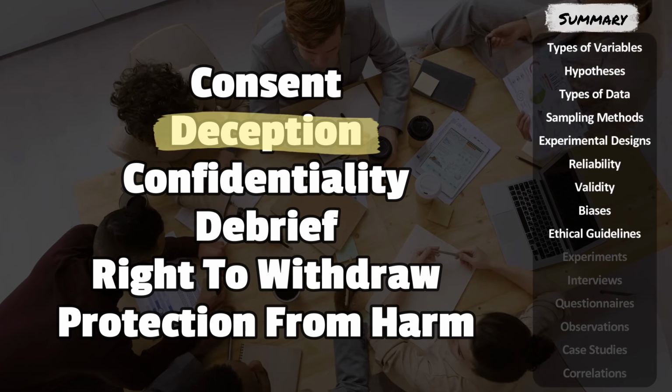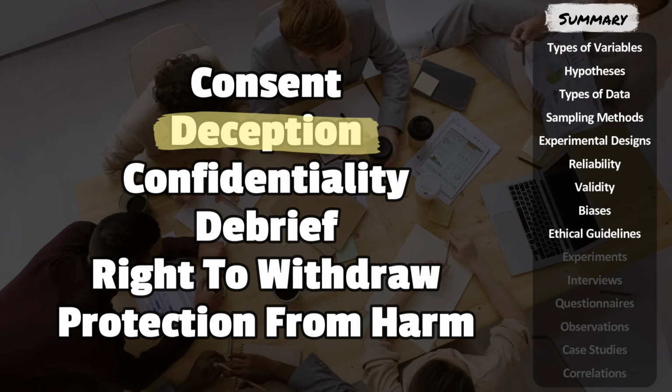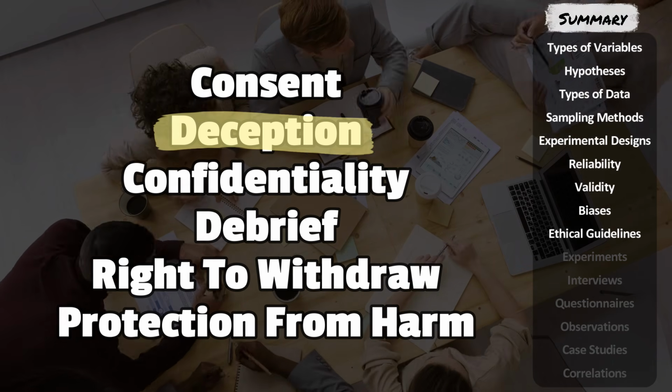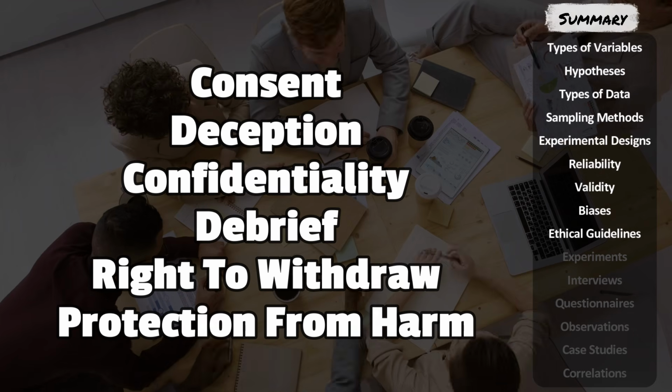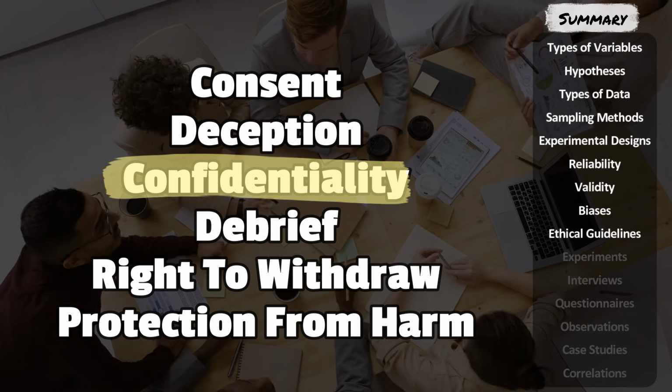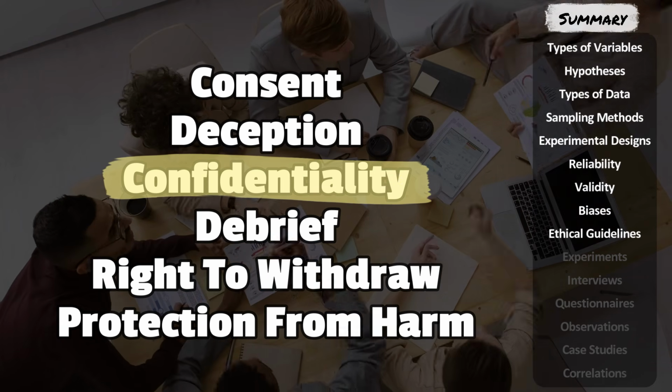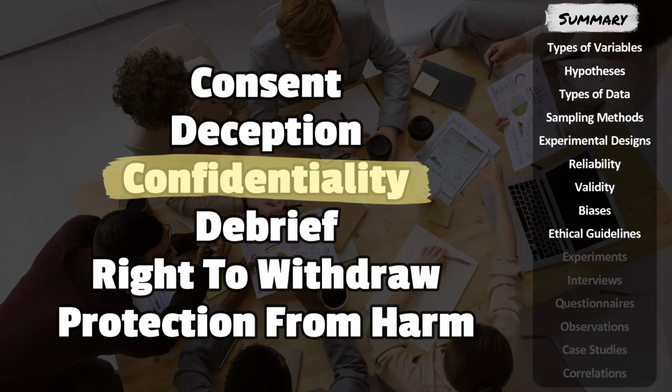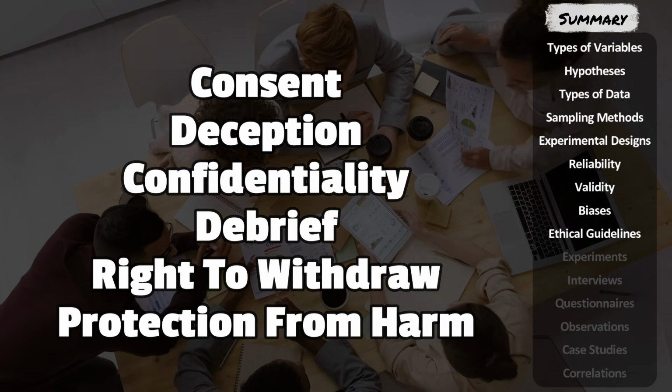Next, we have deception. Now, this is something that is a little bit questionable when it comes to psychology. Deception means lying to a participant, and we should keep that to an absolute minimum. Sometimes it's kind of unavoidable though. Next, confidentiality. Participants should remain as anonymous as possible. Sometimes using code names is a great way to keep people anonymous.